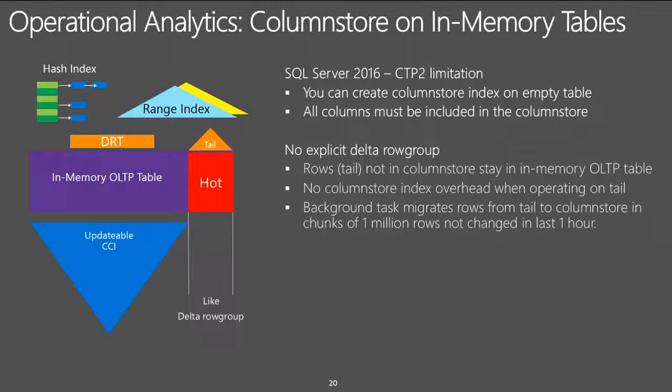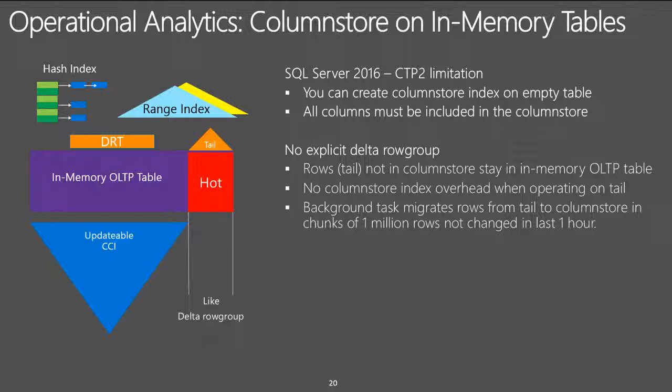Now, as I talked about, there is no explicit delta row group. The rows are sitting in the tail, okay? Now, the interesting thing about that is, if the rows are sitting in the tail, and if you're modifying any data, there is no column store index there, right? So there is no impact. This is just like hot data, okay?